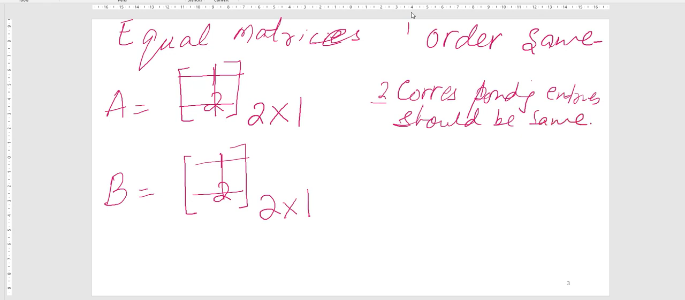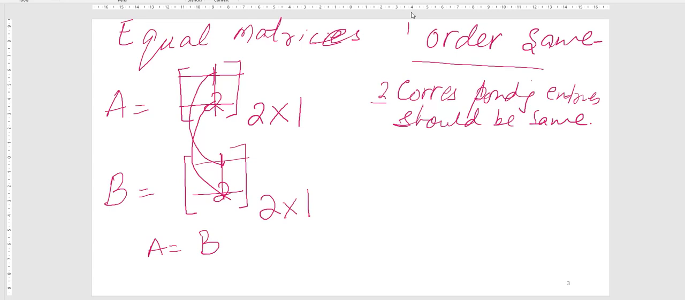Should be same. Now what does it mean? So see, this is 1, so the corresponding entry of the B matrix is 1. This is 2, the corresponding entry is also 2. So two matrices are equal if they satisfy both conditions. The first condition is the order should be same, the second is corresponding entries should be same. So you can say that A equals B.